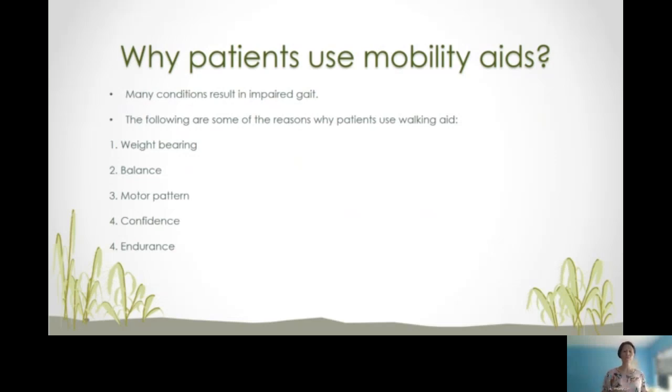Balance, number 2. At times, it is simply the balance of the patient that is not sufficient to walk without a mobility aid. Then that will help them. Number 3, to improve their motor pattern.